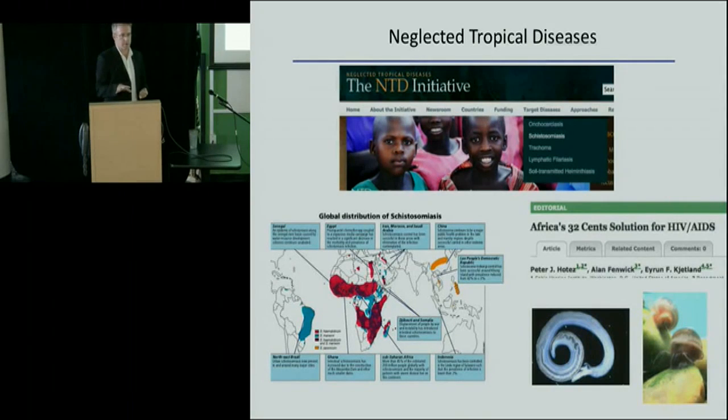So neglected tropical diseases like this often are measured by something called a DALY, a disability-adjusted life year, which doesn't take into account the number of people who die, but it tries to quantify the impact of a disease on society. And by that measure, schistosomiasis is actually a big problem. More than 200 million people have the disease, and another 200 million people are at risk. Really colossal numbers, actually.